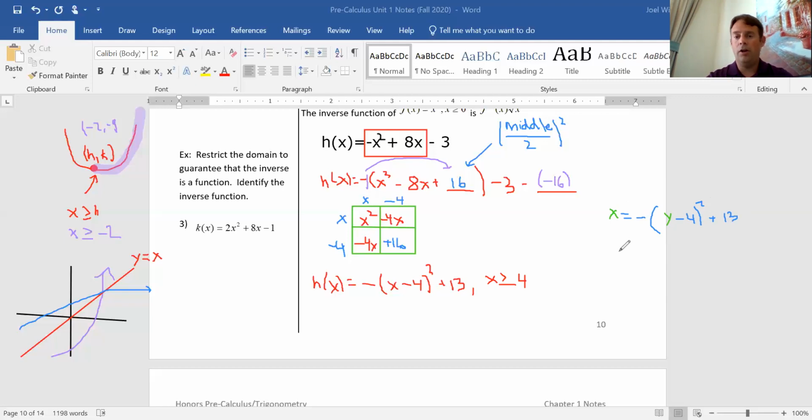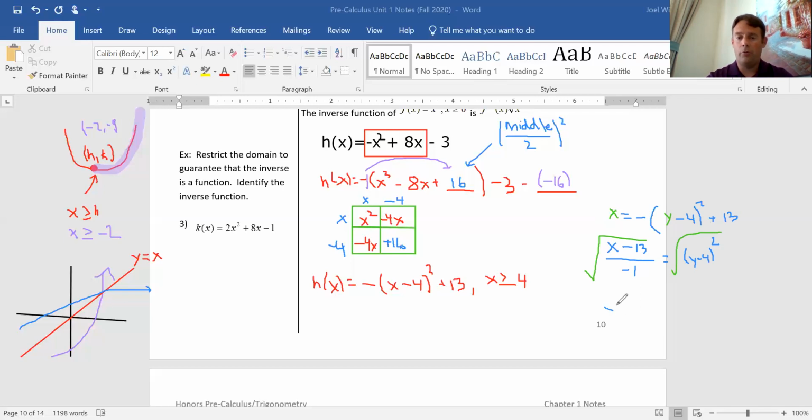So we're going to undo everything here. So I'm going to subtract the 13 over. And I'm going to divide by that number in front. So I'm going to divide it by -1. Then I'm going to take the square root of both sides. While I'm at it, I'm also going to just go ahead and divide the -1 since it goes into both.